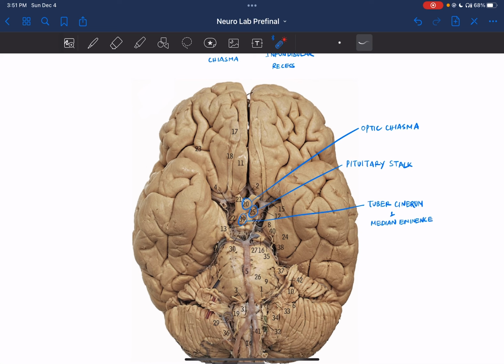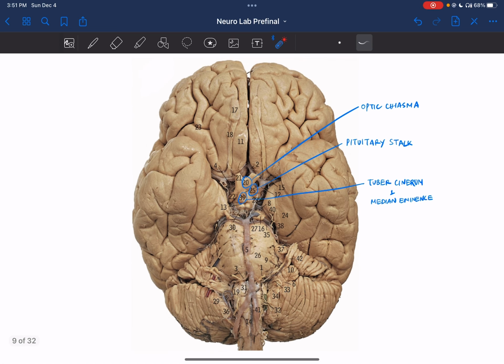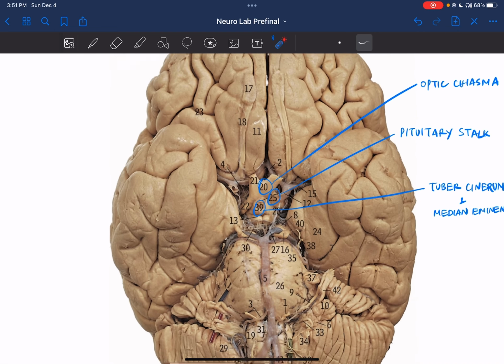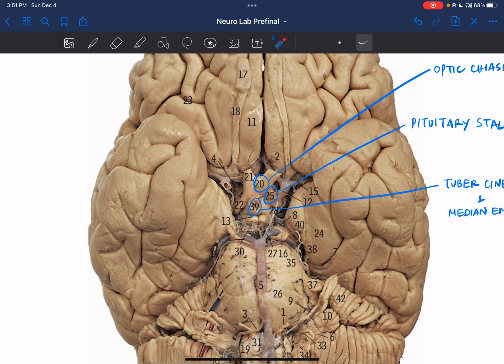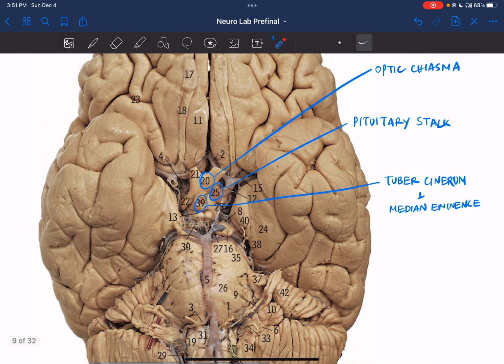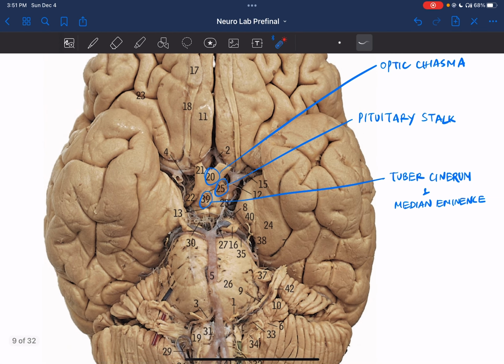Now let's look at this view. This is the inferior view of the brain. Here, this part where the optic nerve crosses is the optic chiasma. Okay, and just posterior to the optic chiasma, you have the pituitary stalk. And more posterior to that, which is marked as number 39, you have the tuber cinereum and the median eminence.